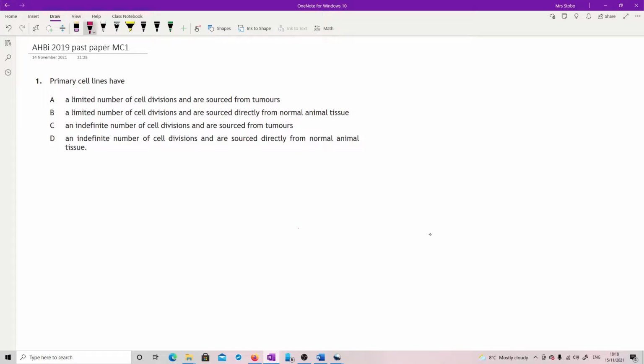Okay, primary cell line. The 2019 past paper, this is starting the multiple choice. Primary cell lines have, right, so this is a definition that we're looking for. Primary cell lines are from normal tissue, and because they've come from normal tissue, they will have a limited number of cell divisions. This is the Hayflick number, straight definition stuff you need to know.